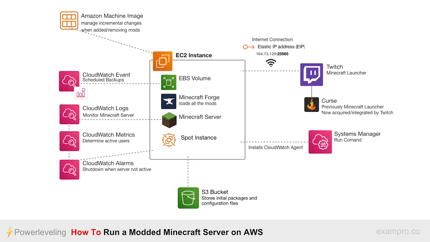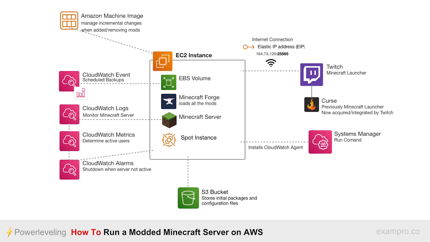The next thing we'll do is we're going to spin up an EC2 instance in AWS, which is going to be running the server itself. This will pull in all the files it needs from S3 in order to spin up and get everything installed we need. Once this is up and running, we should then be able to connect back into our game server using the Twitch client and start playing on our modded server with all our friends.